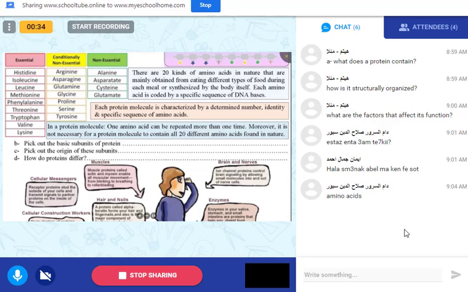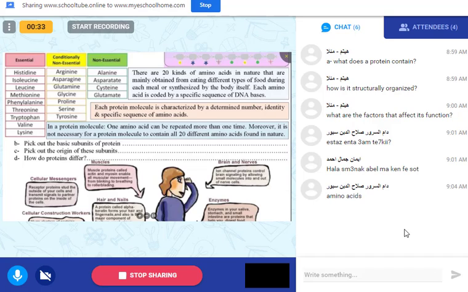Let's take another example. For example, the insulin of humans and the insulin of, let's say, cows. Both contain 51 amino acids. But this protein is different from the other. Since they have the same number of amino acids, they differ by what? Maybe they differ by the type of these amino acids. They differ sometimes by the sequence, so the arrangement of these amino acids. Let me give you an example.